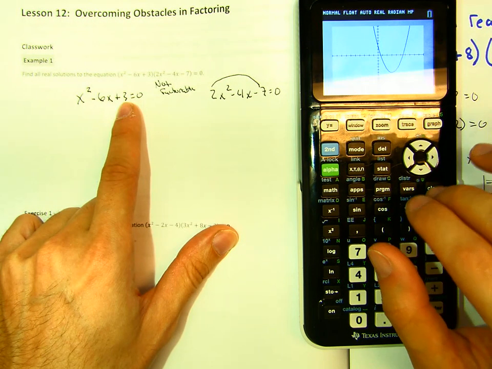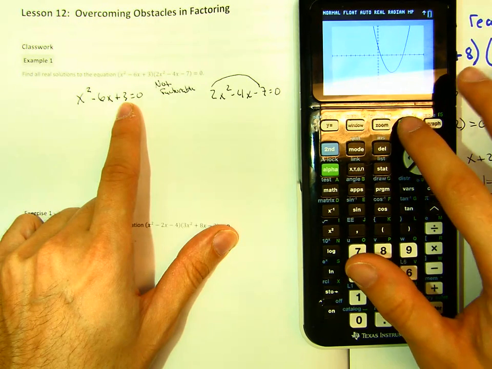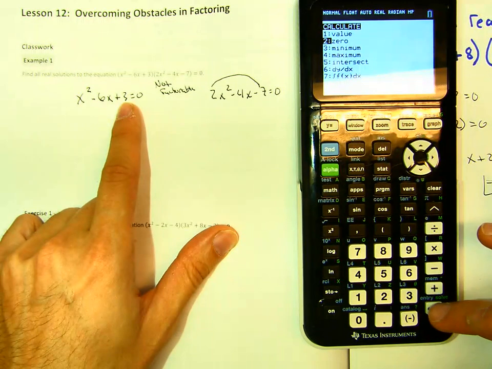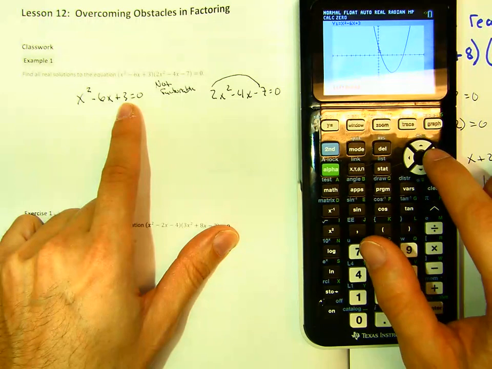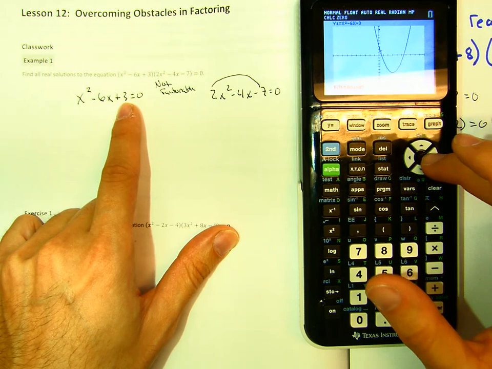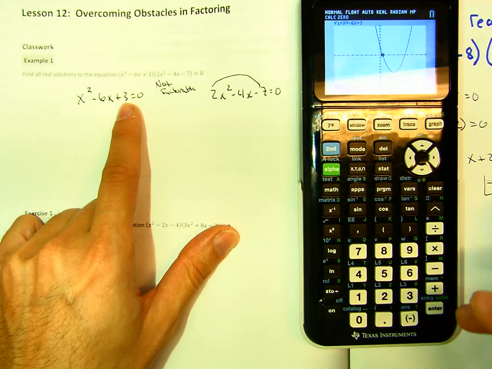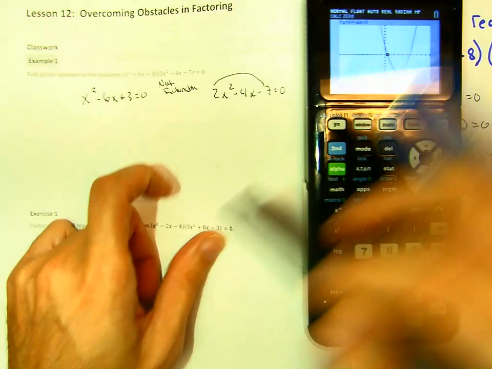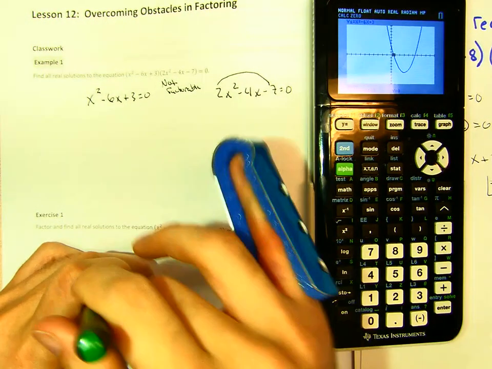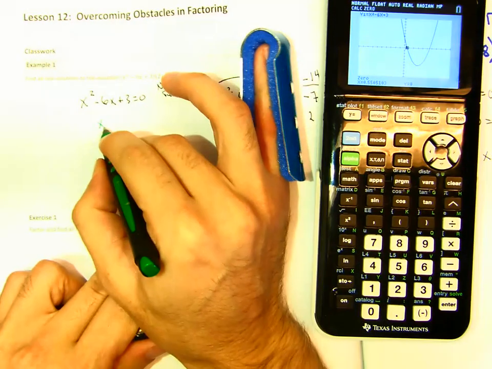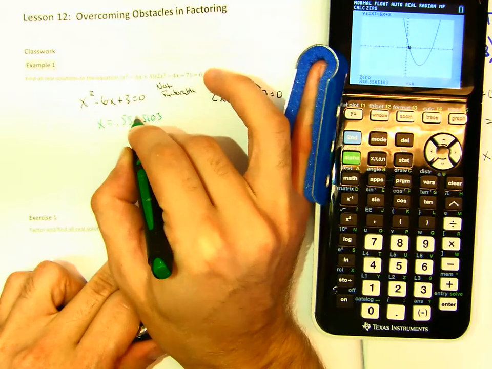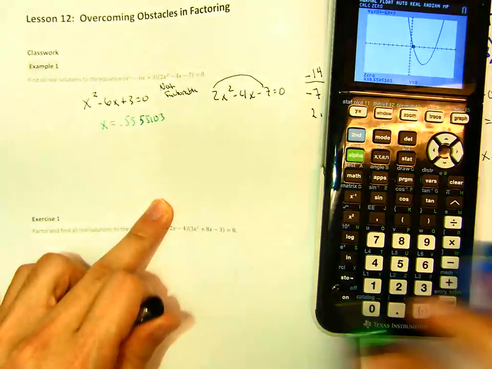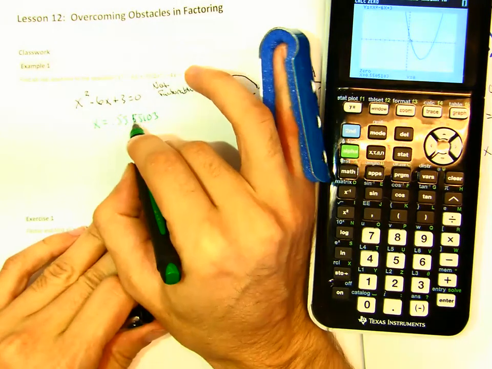And then what do I want to do? I want to find the zero. So I go second, trace, I go to 0, I hit enter, and then notice it says left bound, right? So I go to the left of it, I hit enter, I go to the right of it, I hit enter, enter, and one of my zeros is 0.5, so x is equal to 0.5505103, right? Oh no, this should be an O, sorry, 0.